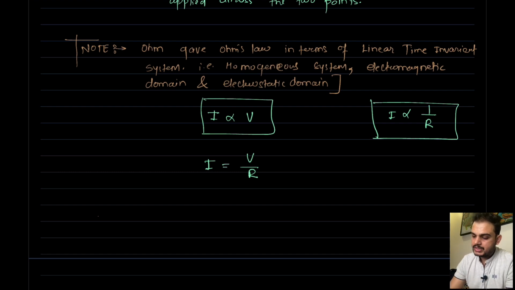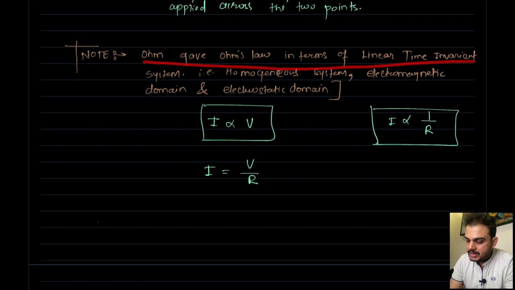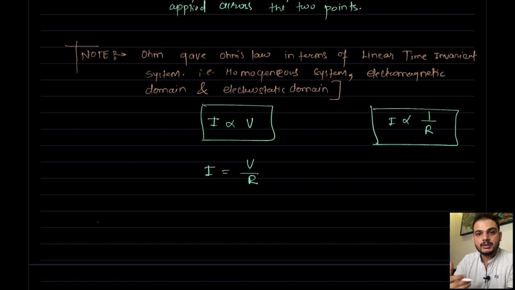But here I have written one more statement. Ohm gave Ohm's law in terms of a linear time invariant system. That is nothing but a homogeneous system. A homogeneous system means it follows linearity. It does not change with respect to time, and it should not change with respect to temperature. That is nothing but at constant temperature.